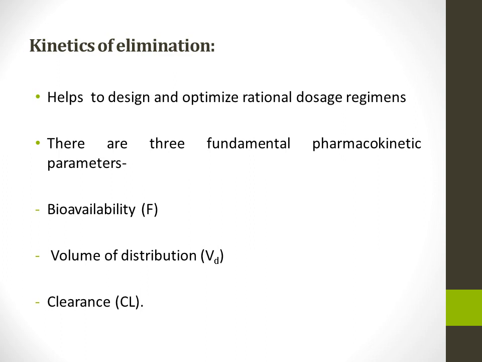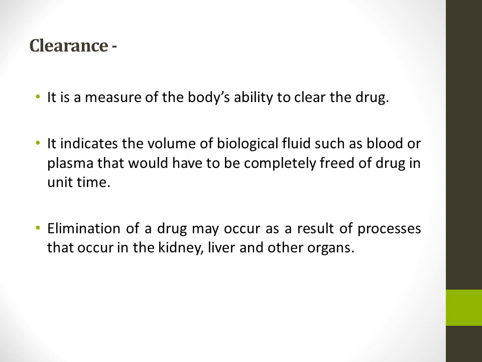So there are three fundamental pharmacokinetic parameters that you should know about. One is bioavailability, which is also represented by F, volume of distribution, VD, and clearance. You've already learned about bioavailability and volume of distribution in your last class. I'll be dealing with clearance. Clearance is the measure of the body's ability to clear the drug. So, it indicates the volume of biological fluid such as blood or plasma that would have to be completely freed of drug in unit time.